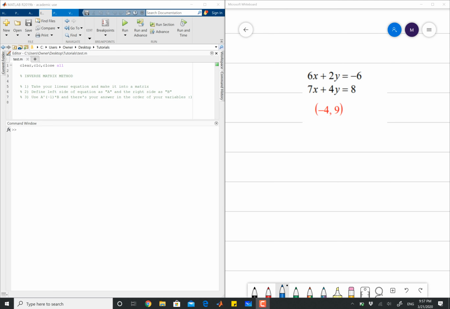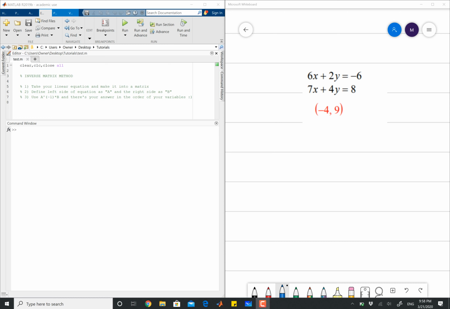Hey guys, so remember your pre-calc days where you had to solve systems of equations by hand? Well, not anymore. In the next couple of videos, I'll be showing you how you can solve a system of linear equations using 3 different methods in MATLAB. The first method solves a system of equations using the inverse matrix technique.